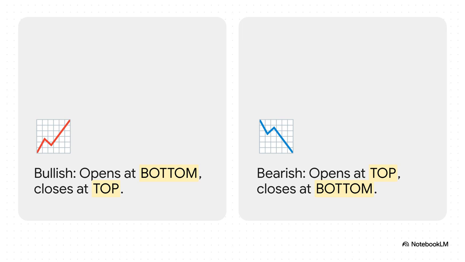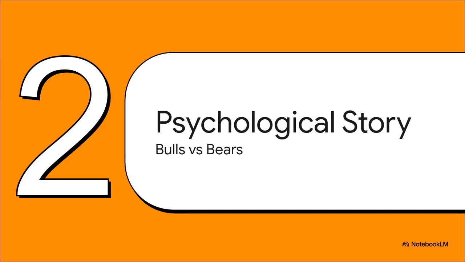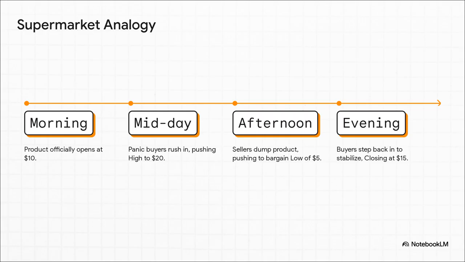But here's the kicker. Notice the thin wicks. The high and the low remain exactly the same for both. The absolute highest and lowest extremes reached during that session are always represented by the very tips of those upper and lower wicks, totally regardless of who ultimately won the tug-of-war. Moving on to Section 2, the psychological story. Let's translate this into something we all naturally understand. A trip to the supermarket.